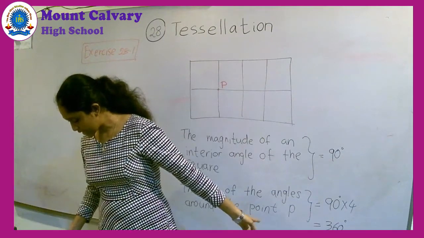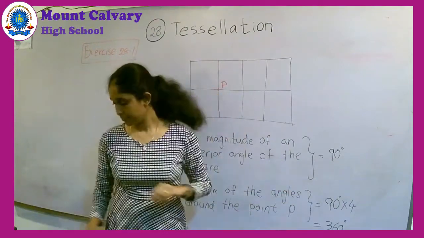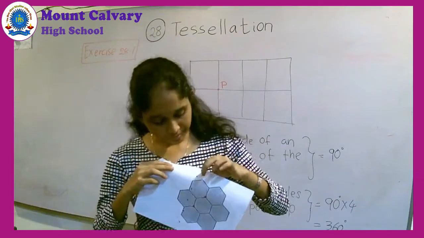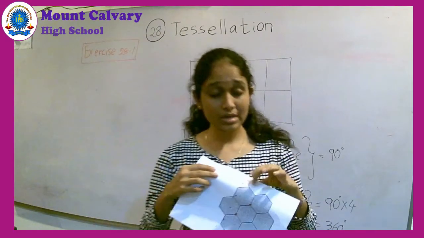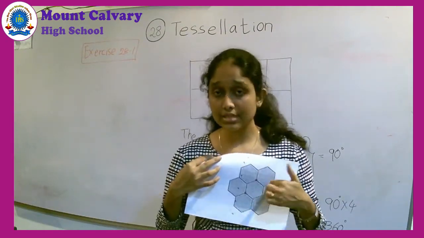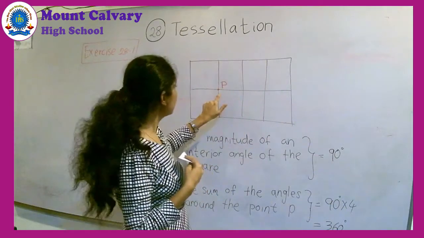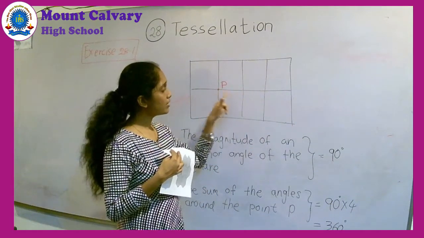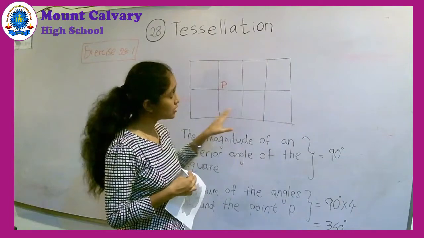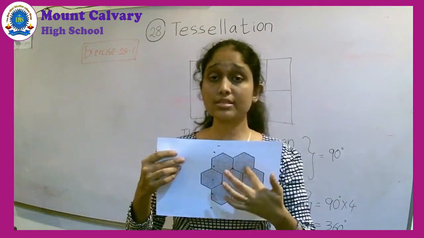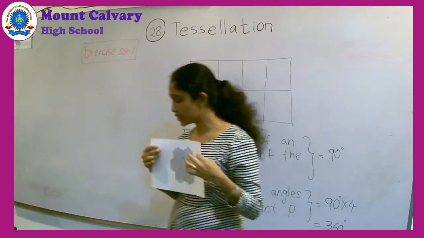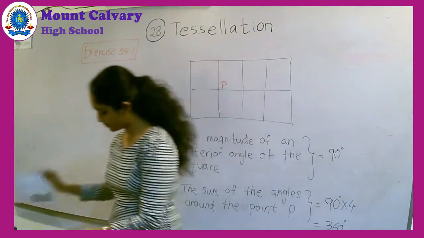So the sum of the angles around a vertex point. These points we can call the vertex points of the tessellation. You know that these corners we call vertices, no? So these places we can call the vertices of the tessellation. These meeting points, right? Not the vertices of the figure, but the vertices of the tessellation. So the sum of the angles around the vertices of the tessellation is 360. That is the conclusion.